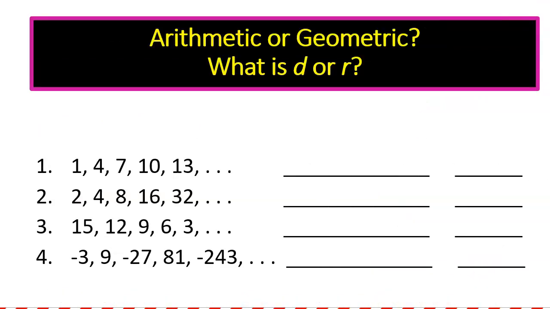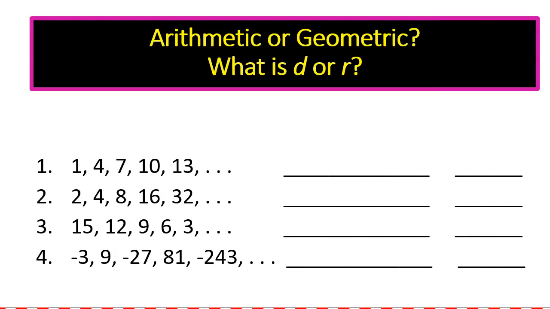So let's do some examples, okay? What I would like you to do is, using your notes to help you and guide you, pause your screen and either in your notebook or on your dry erase board, answer questions 1 through 4. You're telling me 2 things for each one. Is this an arithmetic or geometric sequence? And then what's the common difference if it's arithmetic, or the common ratio if it's geometric?